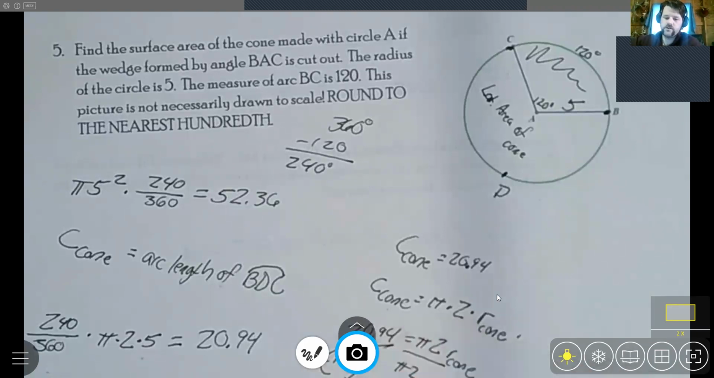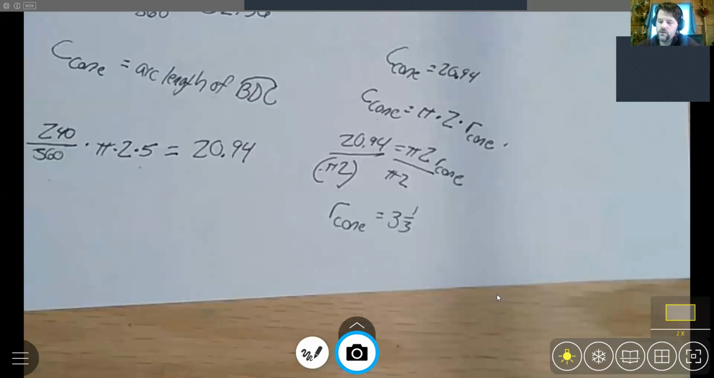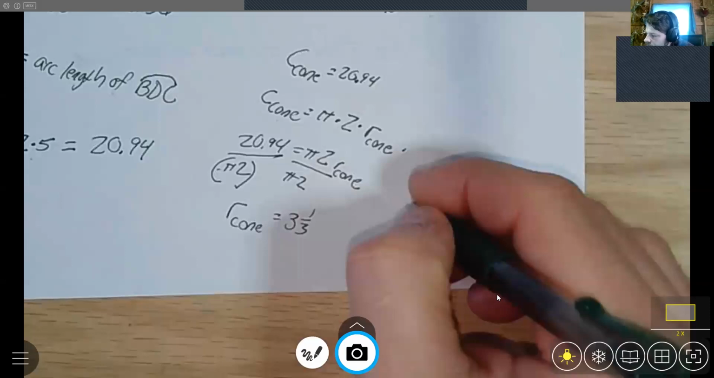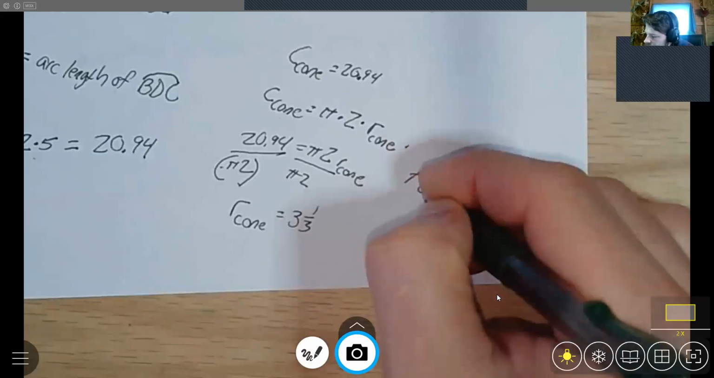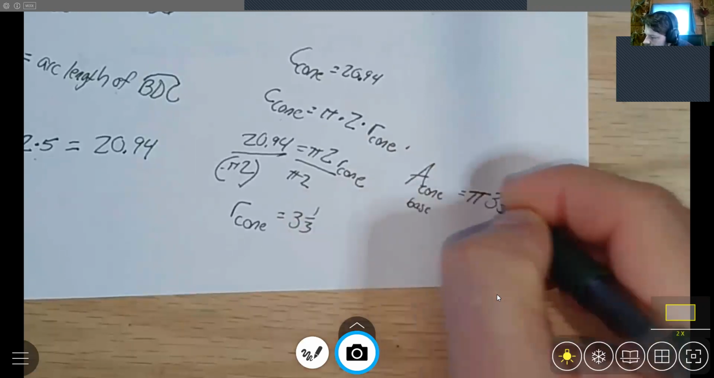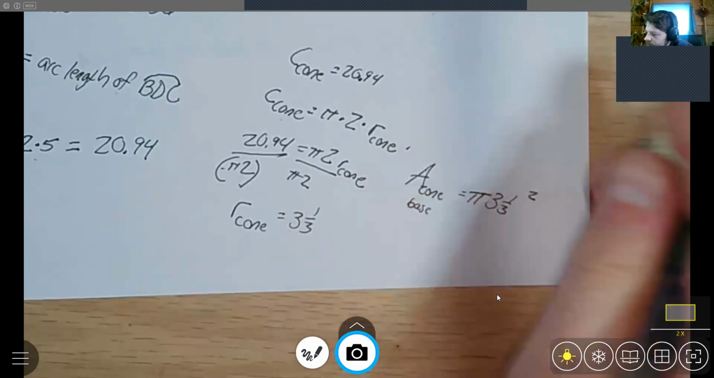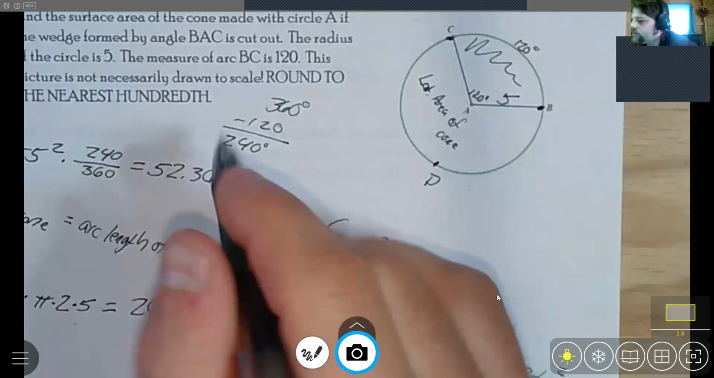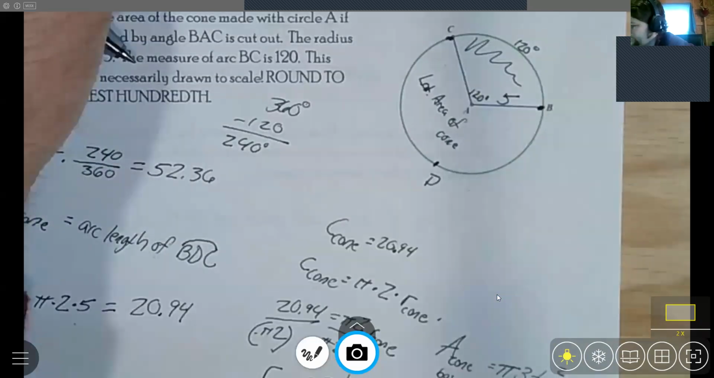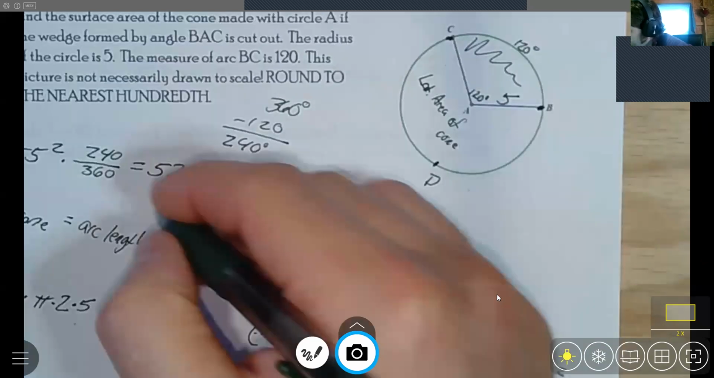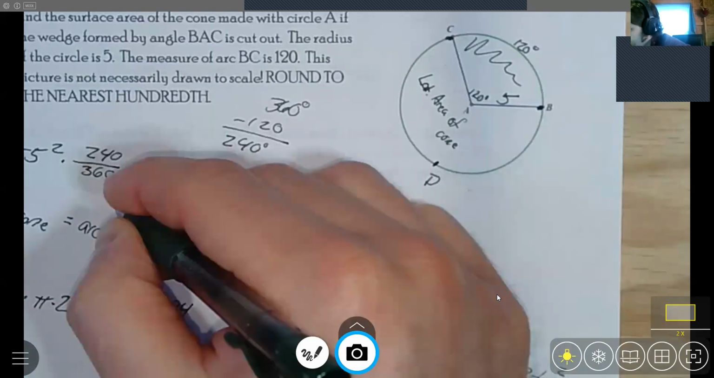So I'm running off the page here. Okay, so then the only thing to do is define the area of the base of the cone. So area of cone base is pi times 3 1/3 squared, and then I'm going to add that to my lateral area, which I found up here. So if I take 3 1/3 squared times pi, I get 34.91, and I add them together.